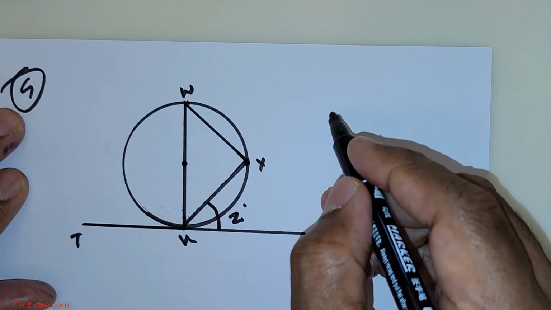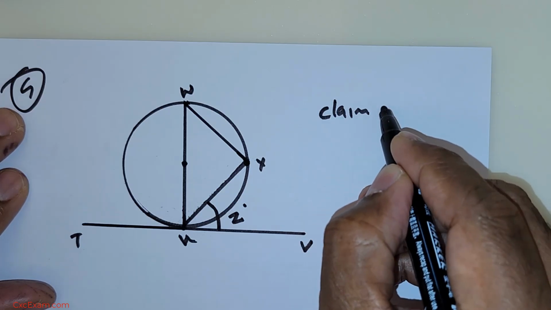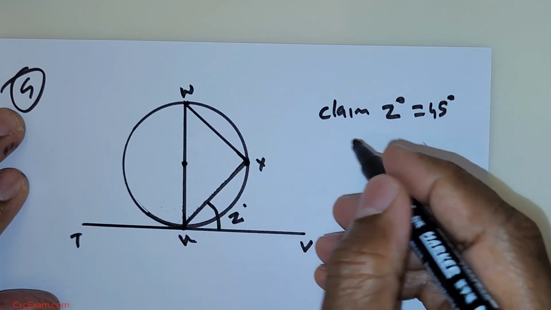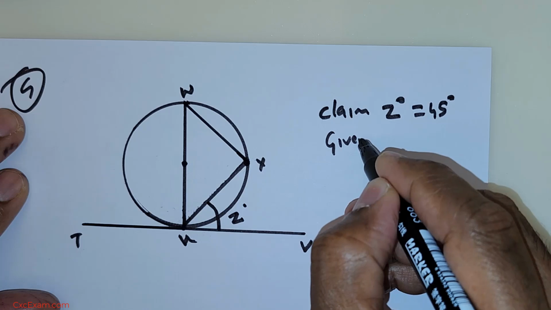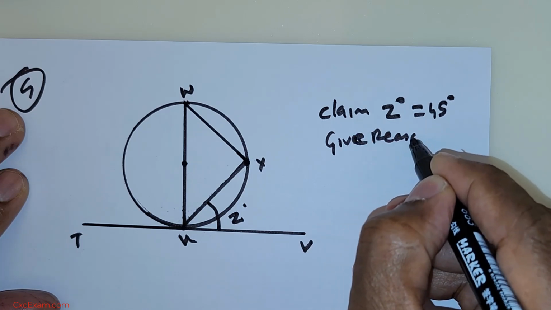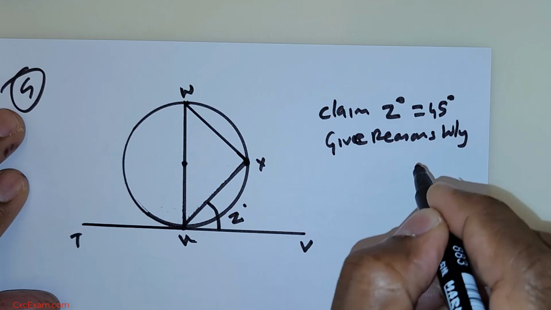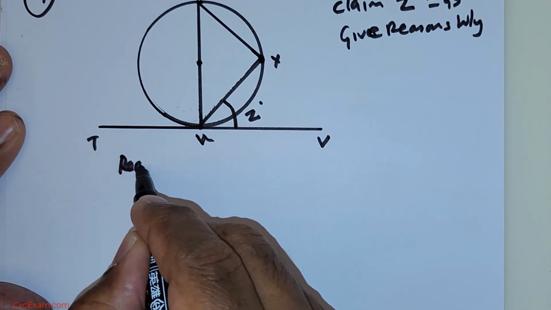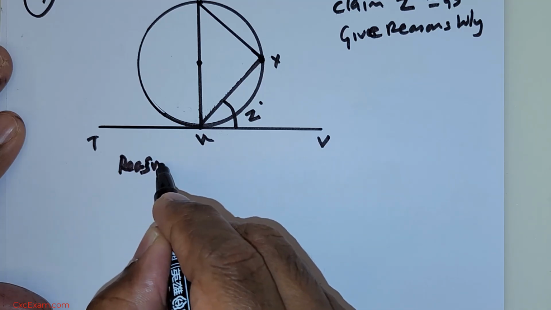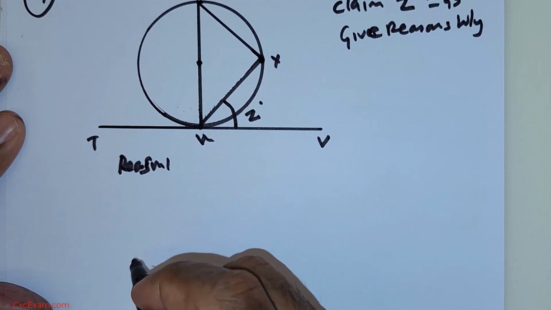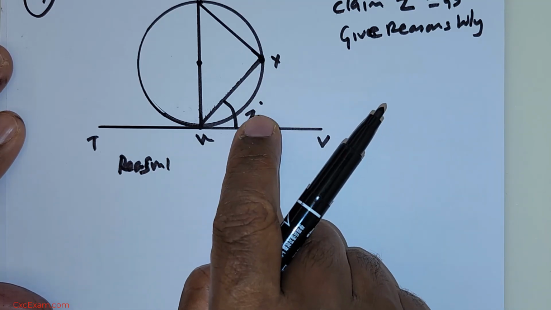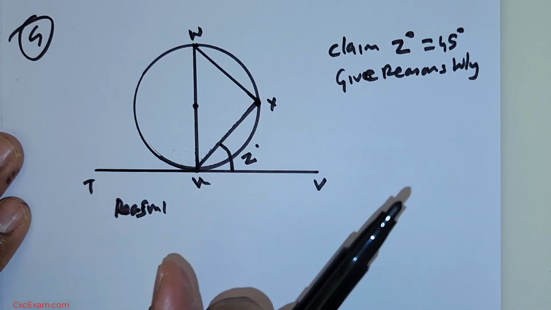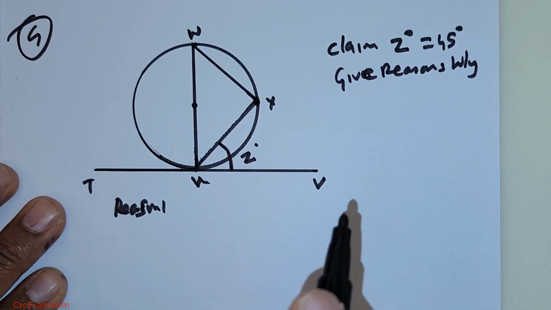Now, claim: angle Z is 45 degrees and we have to give reasons. Give reasons why. It's a lovely question, that's the reason I said. They are asking us to give 3 reasons: reason 1, reason 2, reason 3. 3 reasons we have to give why Z should be equal to 45. I'm going to show you how to give the reasons.